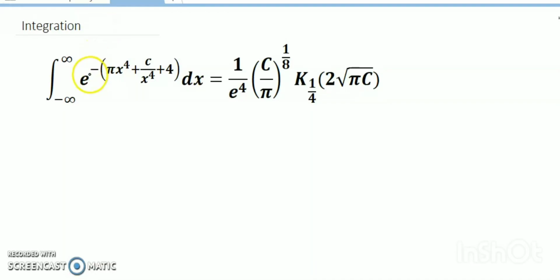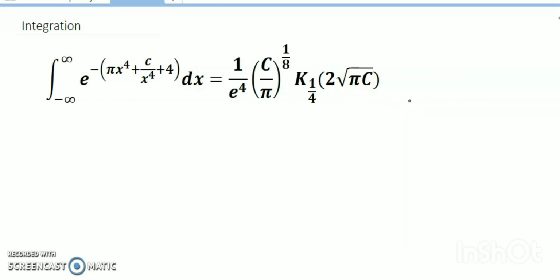Today I want to teach integration from minus infinity to infinity of e to the power minus (pi x to the power 4 plus c by x to the power 4) dx. The result is 1 by e to the power 4 c by pi to the power 1 by 8 K 1 by 4 2 to the power pi c. Okay, so this kind of problem, how can I solve?